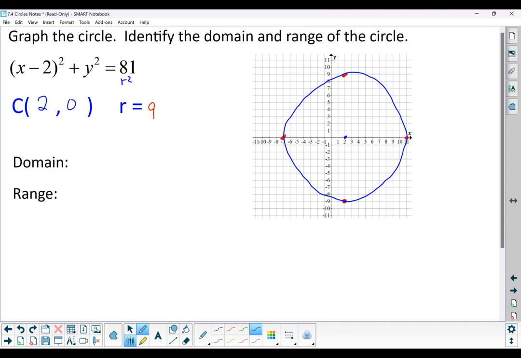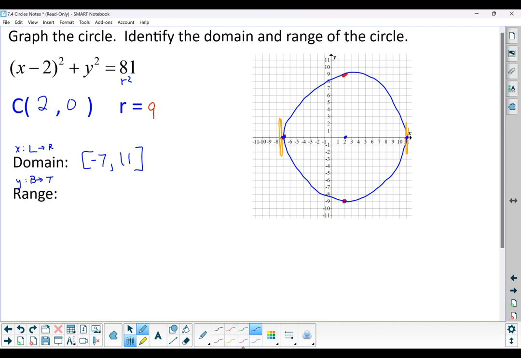For this circle, we want to write down the domain and range. So remember, when we think about domain, we're thinking about x values from left to right. And for range, we're thinking about y values from the bottom to the top. So for domain, the farthest left side of this circle is at negative 7. And that is a point on the circle, so we want to include it. And then over to the far right, we've got the circle hitting a value of 11. That is a point on the circle, so we want to include it. So our domain is from −7 to 11.